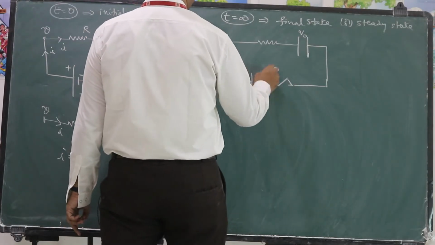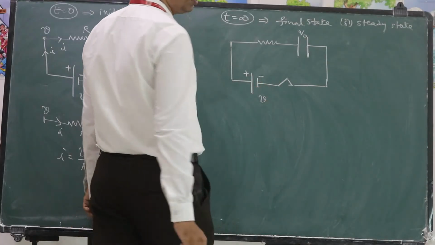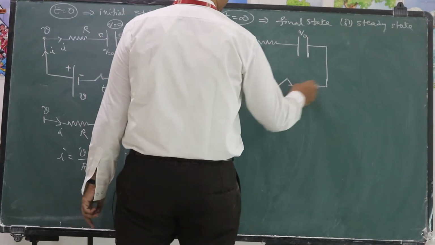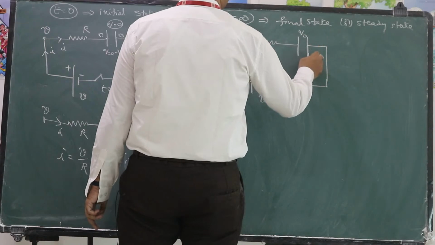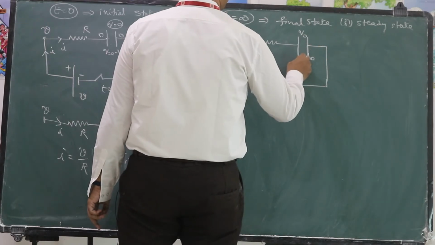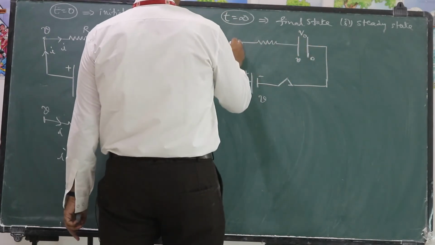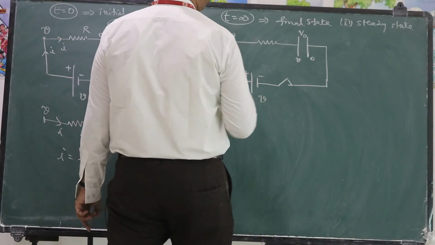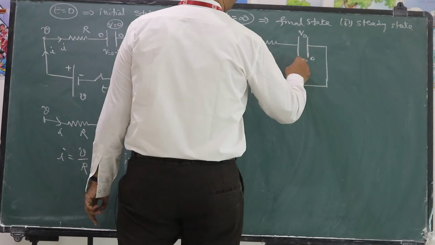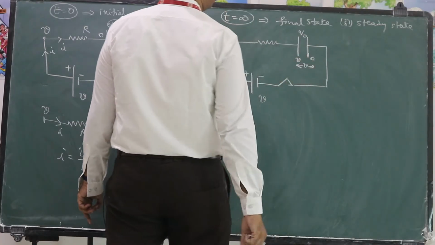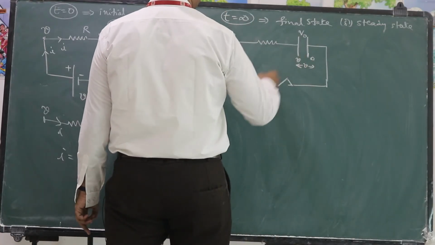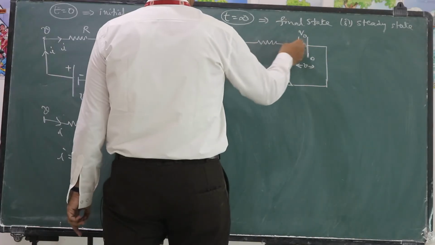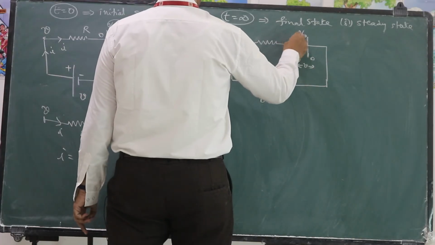Suppose this is battery positive, battery negative, and the potential difference is V. The negative terminal you can take as V0, and the other plate is already connected to the positive terminal, so it has potential V. There is a potential difference V between the two plates. Once it attains the potential of the cell, the potential here is the same V.